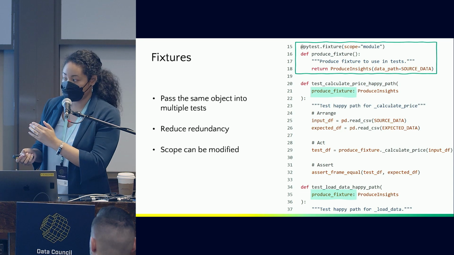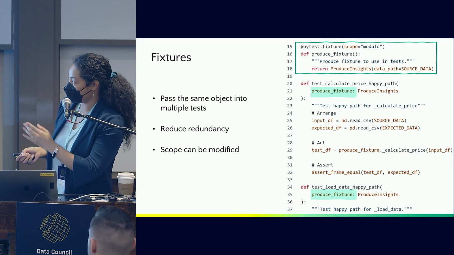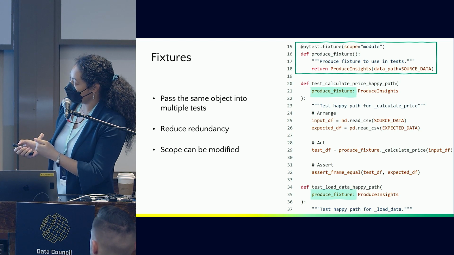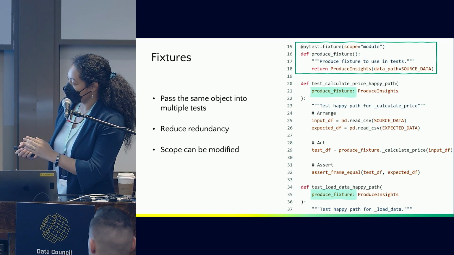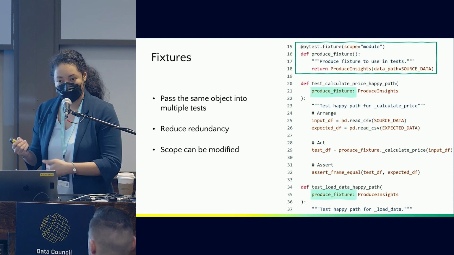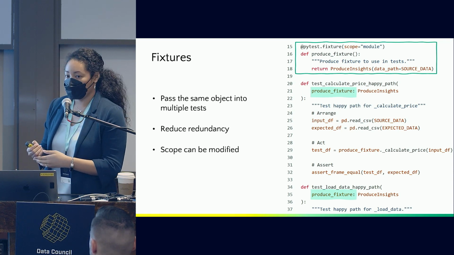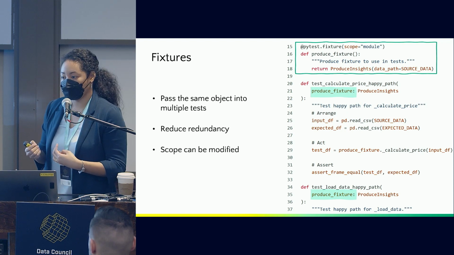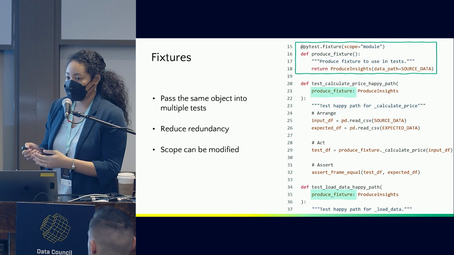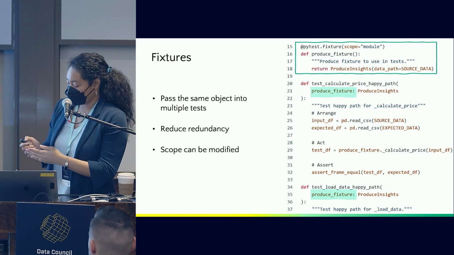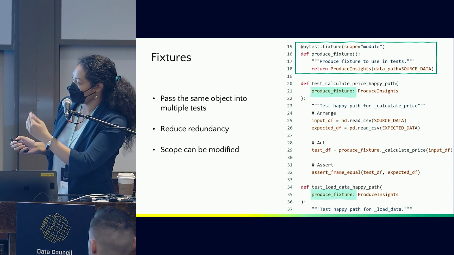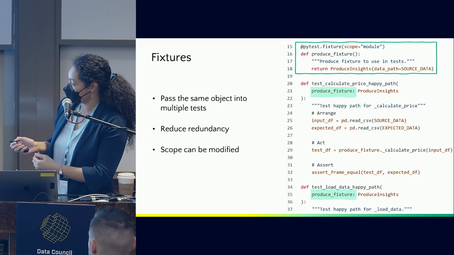So on the right-hand side, we have an example of a test, or actually, sorry, part of the test Python file where we're seeing multiple different tests. So because we're working with that Produce Insights class, there's multiple methods within a class typically. So if we're testing multiple methods within a class, that means we're going to be using an object of that class multiple times. And to reduce redundancy, we can create a fixture or an object of that class and just use that one fixture throughout the whole test suite.